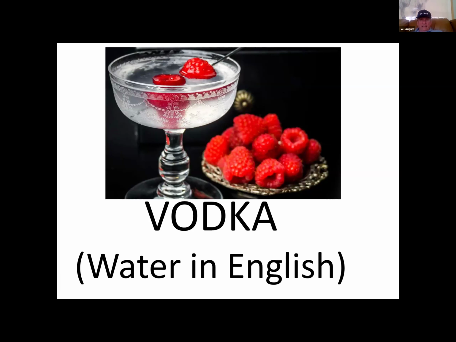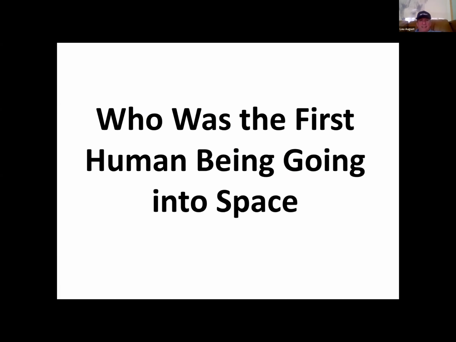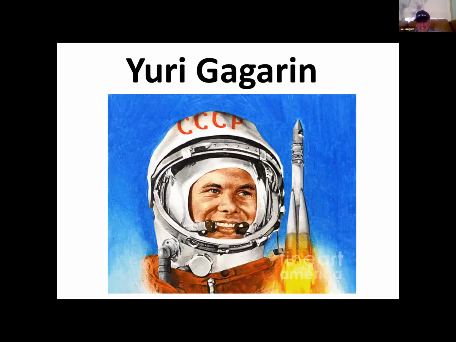Okay, next question. Who was the first human being going into space? Yuri Gagarin. Right, who said that? Mr. Ronald Thompson said it. Good job, Mr. Thompson. All right, Ron Thompson, good job.